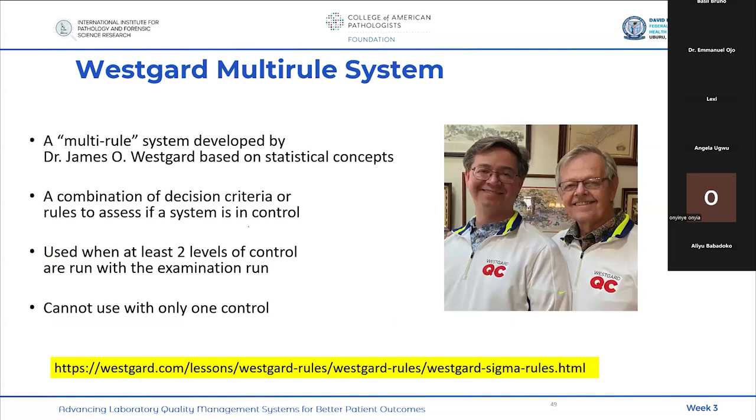So the Westgard multi-rule system was developed by Dr. James Westgard based on statistical concepts, and it's a combination of decision criteria or rules to assess if a system is in control or not. So it cannot use only one level of control.